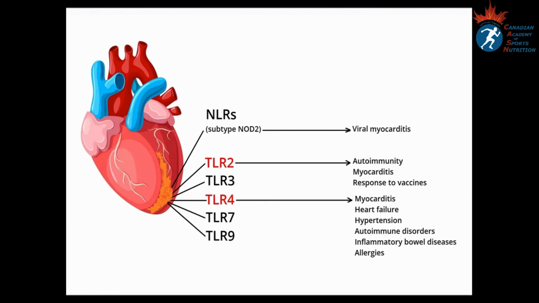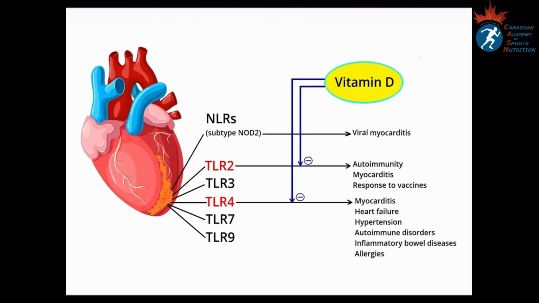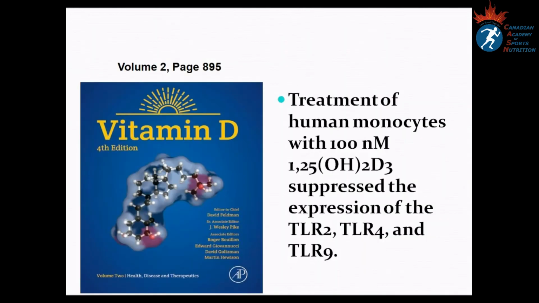How can we downregulate TLR2 and TLR4? I'm sure you will be surprised yet again. It is vitamin D again. You heard me correctly. Vitamin D can downregulate and decrease the activities of both TLR2 and TLR4. In this medical textbook, Vitamin D, edition 4, volume 2, page 895, you can read, treatment of human monocytes with vitamin D suppressed the expression of the TLR2, TLR4, and TLR9.